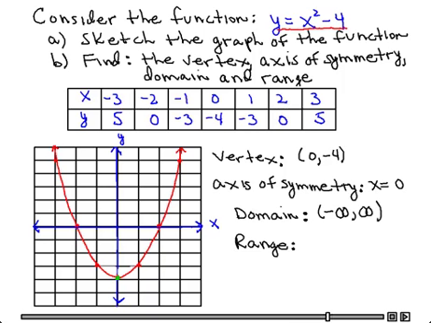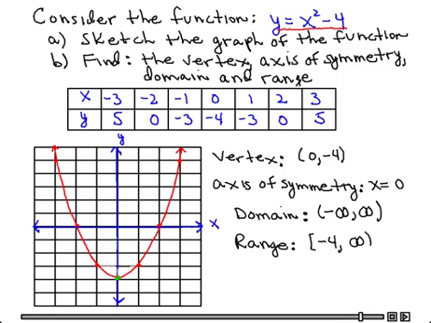And the range will be the possible y values, and you can see that the smallest y value here actually will be negative 4, and all the other y values for points in the graph will be larger than that. So then our range will be from negative 4 to infinity.